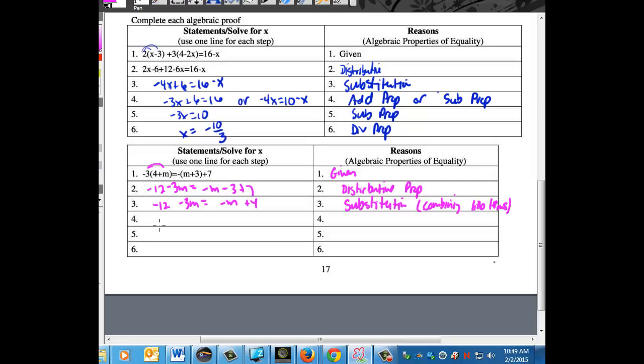Next, let's add m on each side. Negative 12 minus 2m equals 4. And that's the addition property. Next, let's add 12 on each side, and that gives me negative 2m is equal to 15. Again, that's the addition property. And then divide by negative 2, and m equals negative 8. Division property.